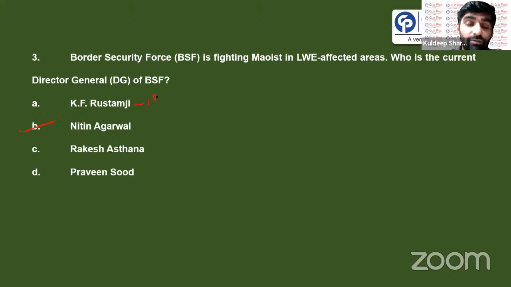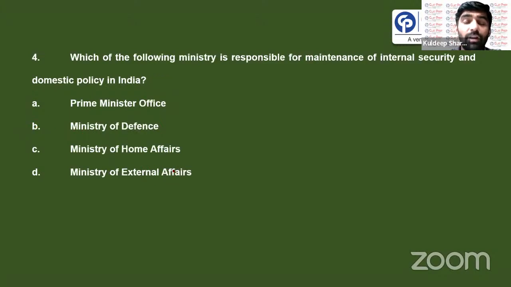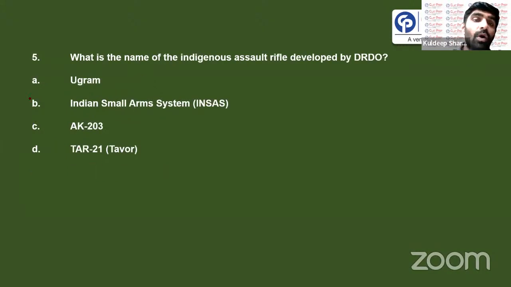K.F. Rustamji was the first BSF director, and the current one is Nitin Agarwal. He was a previous Director General of CISF and also of CBI. And Praveen Sood is actually the current Director General of CBI. Next, which of the following ministries is responsible for maintenance of internal security and domestic policy in India? And the answer is Ministry of Home Affairs. Next, what is the name of the indigenous assault rifle developed by DRDO? And the answer is Ugram.